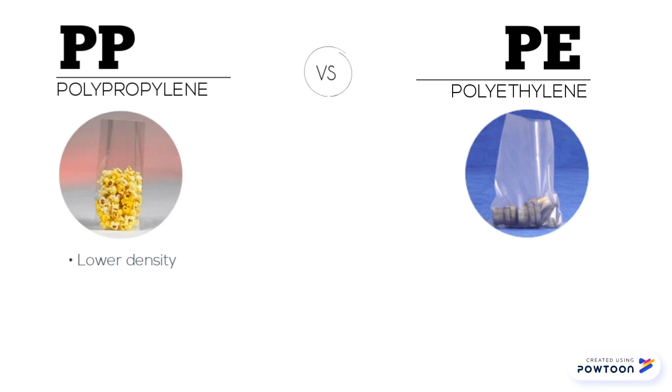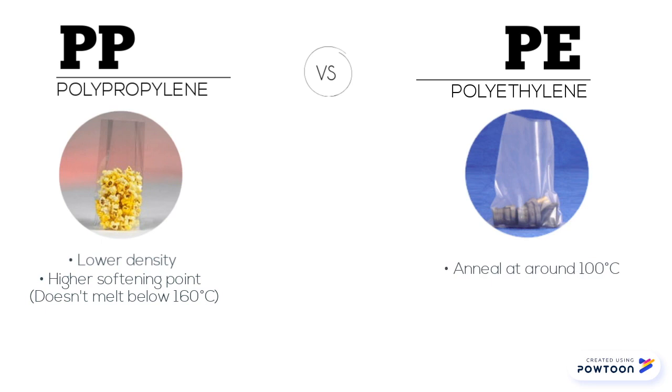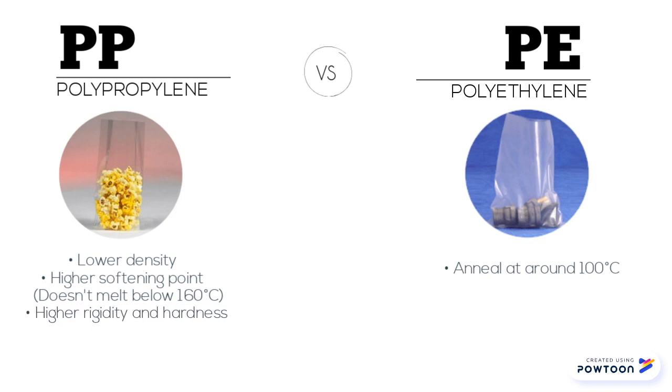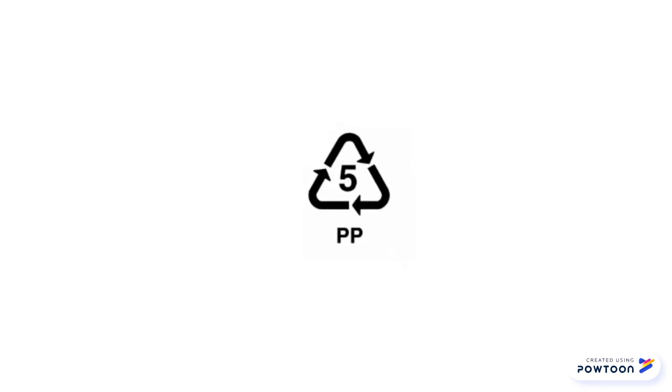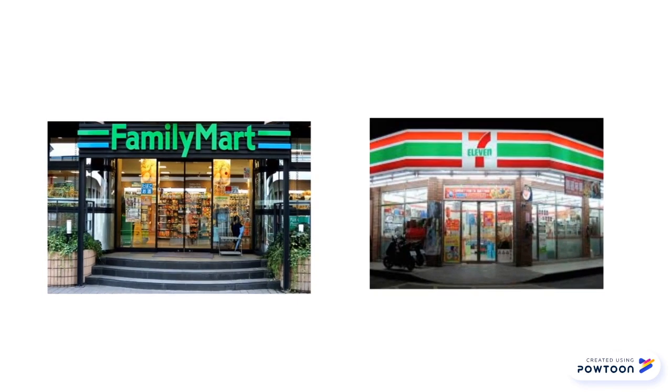Polypropylene, when compared to polyethylene, has a higher softening point, where PP does not melt below 160 degrees Celsius. Polyethylene, which is a more common plastic, will anneal at around 100 degrees Celsius. Polypropylene also has higher rigidity and hardness when compared to polyethylene. PP packaging can be easily found in convenience stores.